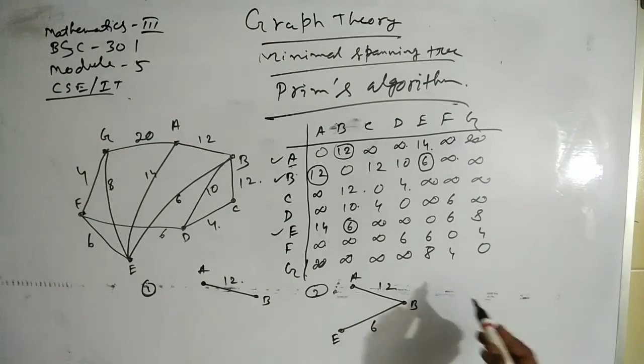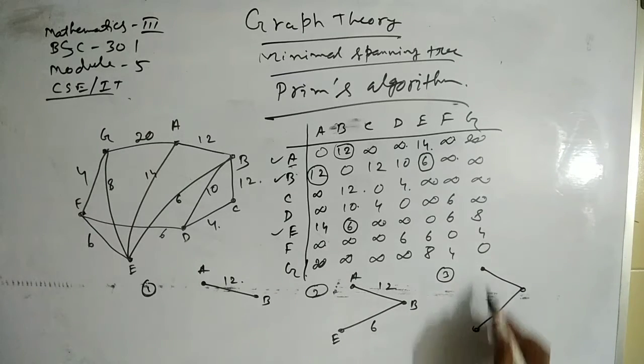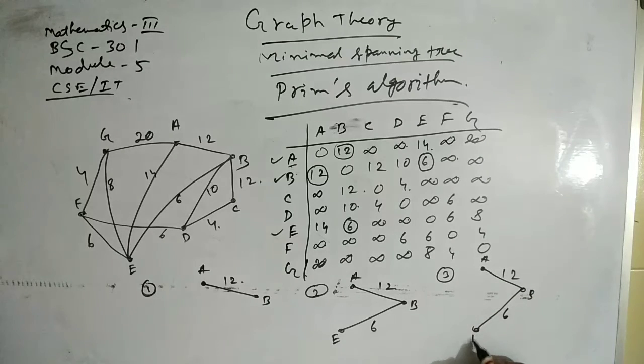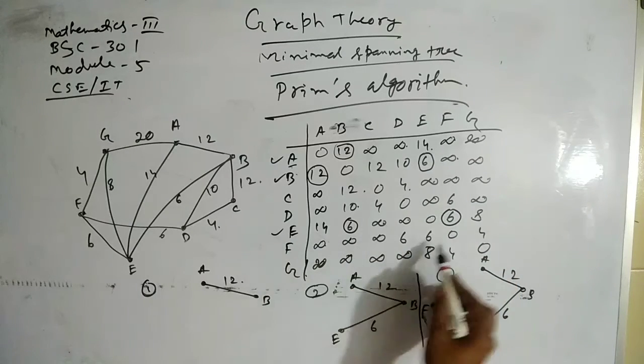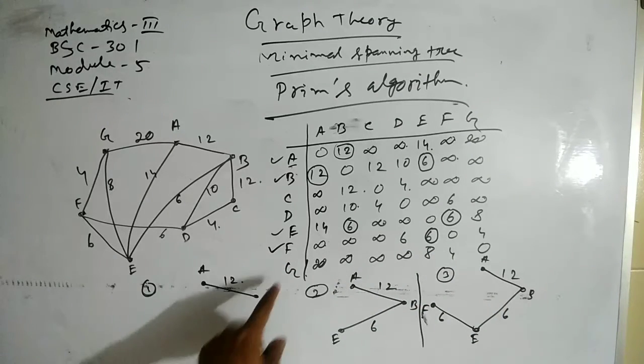So step number 3: AB 12, BE 6 and EF 6. EF 6, that is this edge. So EF 6 means FE 6. So we got a new vertex F.